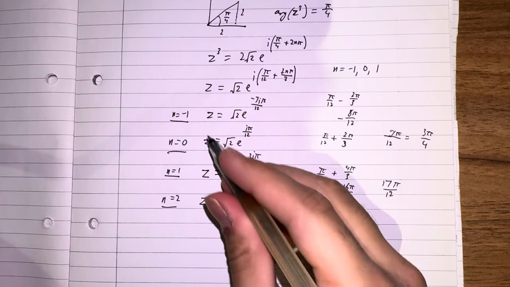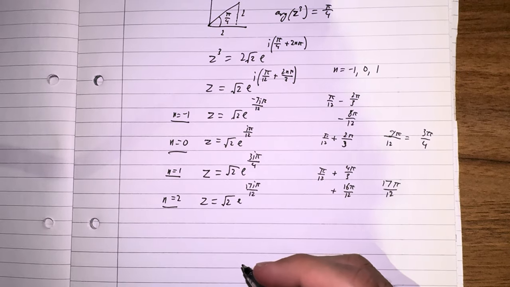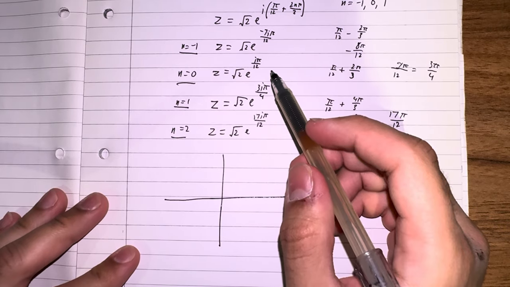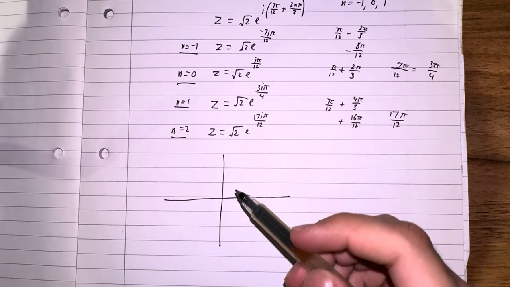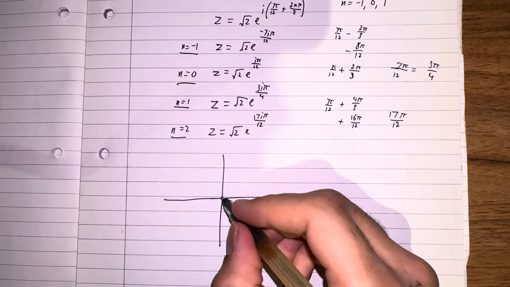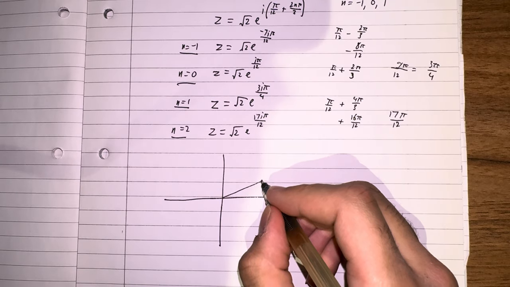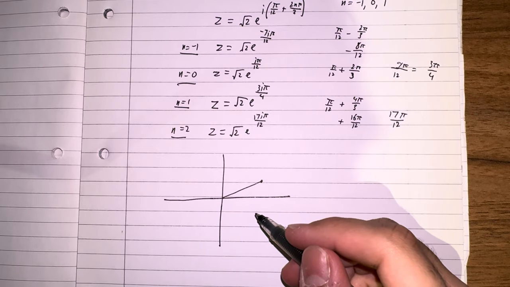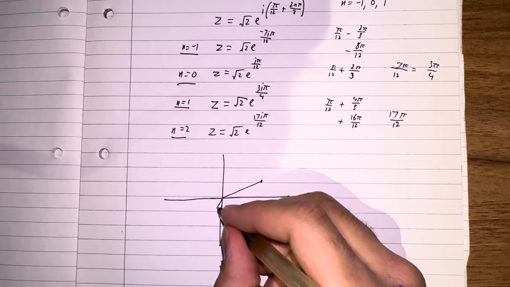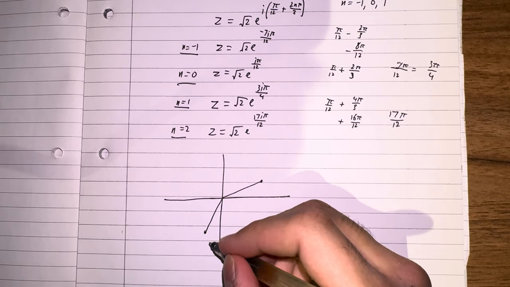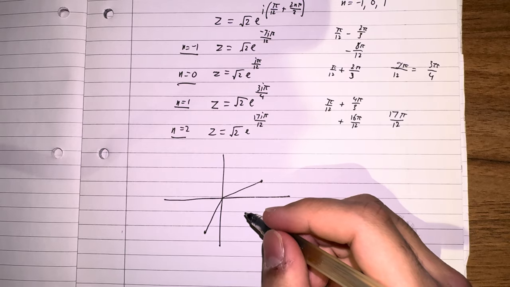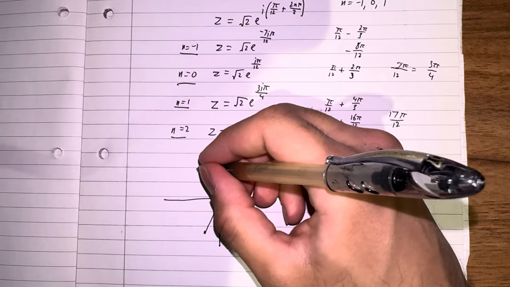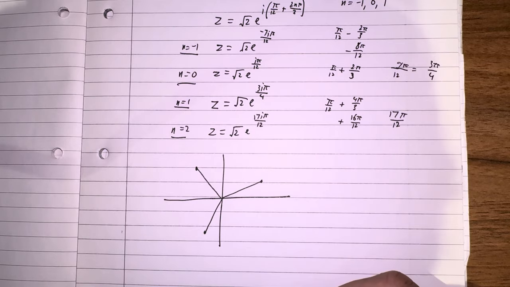Now, let's plot all of our 3 numbers from before and then this number as well. So z is equal to, let's plot this one first, i pi over 12. So that is going to be somewhere over here, like this. Then z is equal to root 2e to the minus 7i pi over 12. So that is going to be somewhere over here. And then z equals root 2e to 3i pi over 4. So that is 135 degrees, so it's going to be over here. And all of these have a length of root 2.